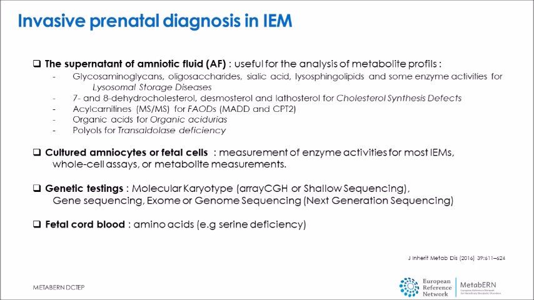Measurement of enzyme activities for most inborn errors of metabolism can be done on cultured amniocytes, as well as whole cell assays or metabolite measurements. Molecular karyotype by array CGH or shallow sequencing, as well as gene, exome, or genome sequencing done with next generation sequencing techniques, can be performed after extraction of DNA. Amino acids can be measured after fetal cord blood sampling, for example, in case of suspicion of serine deficiency.